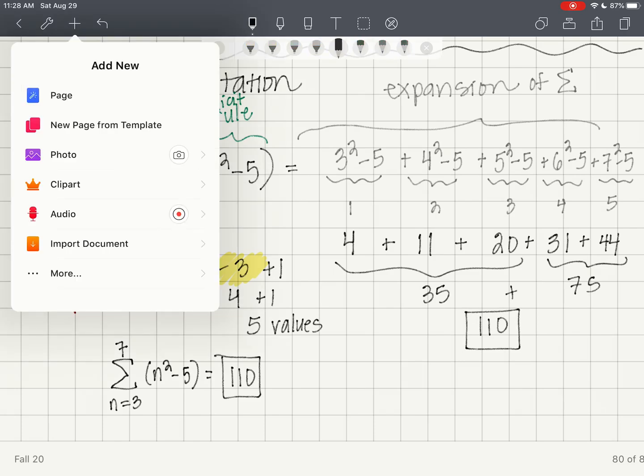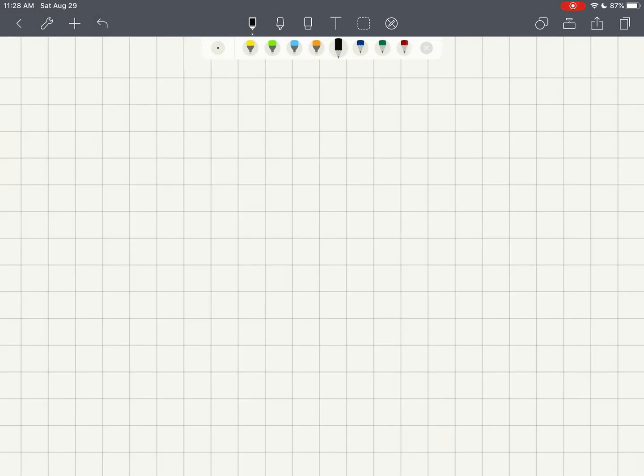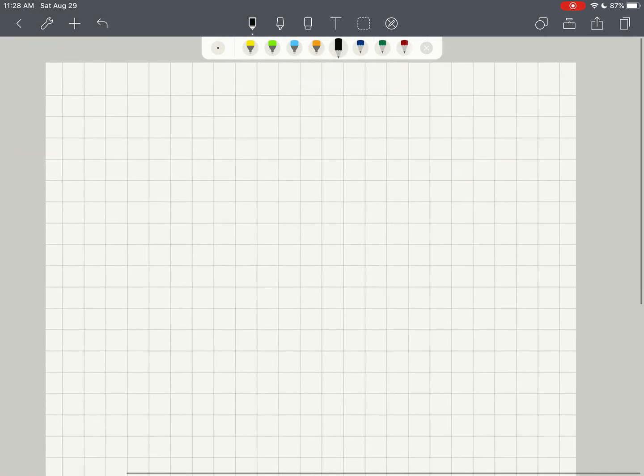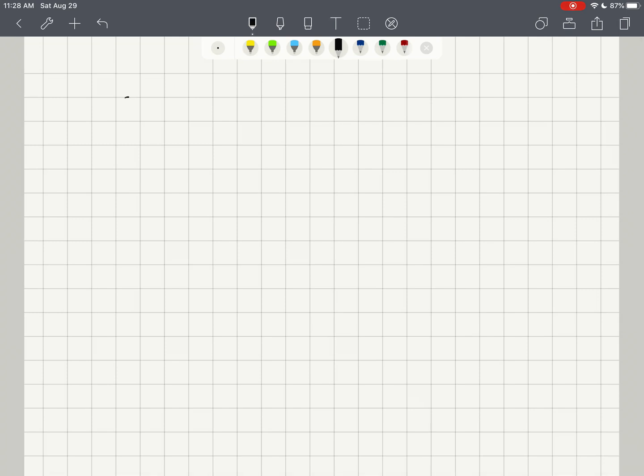So let me do a couple more problems with that. And if you can get used to sigma and what you're supposed to do and what all the parts mean, then you can go backwards and you can come up with the rule and rewrite a sum in sigma notation.